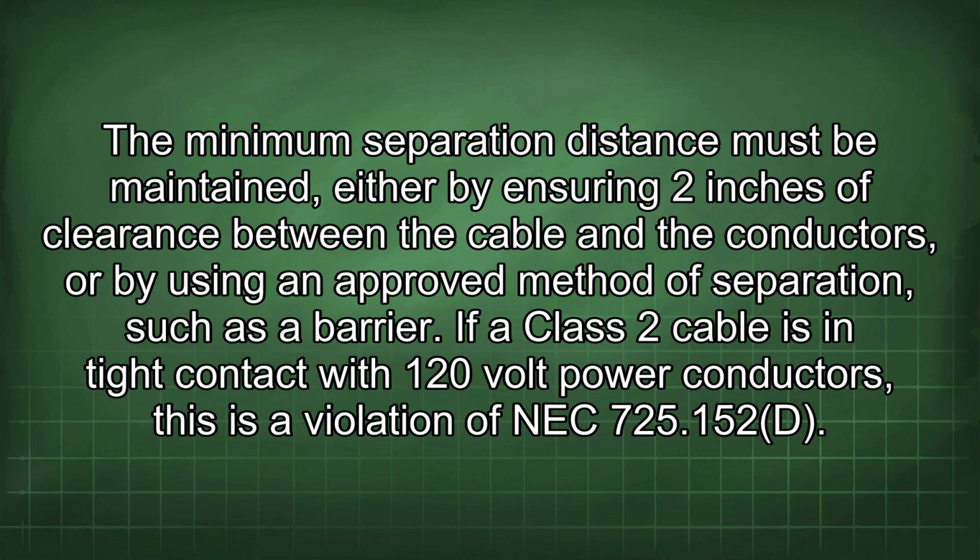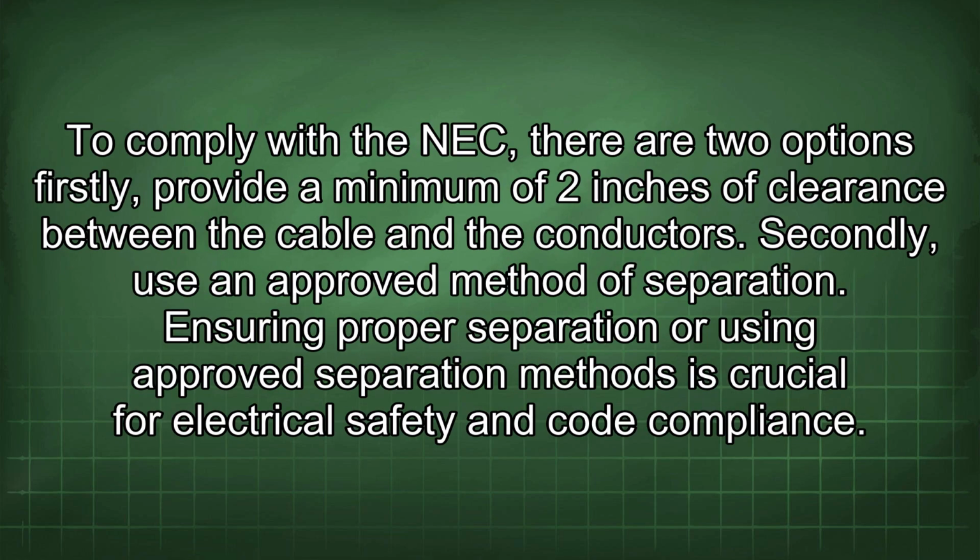If a Class 2 cable is in tight contact with 120 volt power conductors, this is a violation of NEC 725.152(D). To comply with the NEC, there are 2 options. Firstly, provide a minimum of 2 inches of clearance between the cable and the conductors. Secondly, use an approved method of separation. Ensuring proper separation or using approved separation methods is crucial for electrical safety and code compliance.